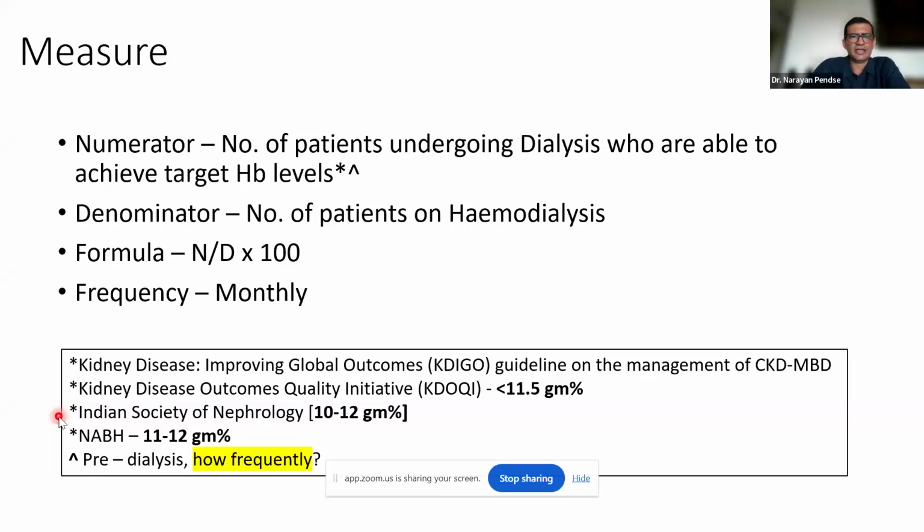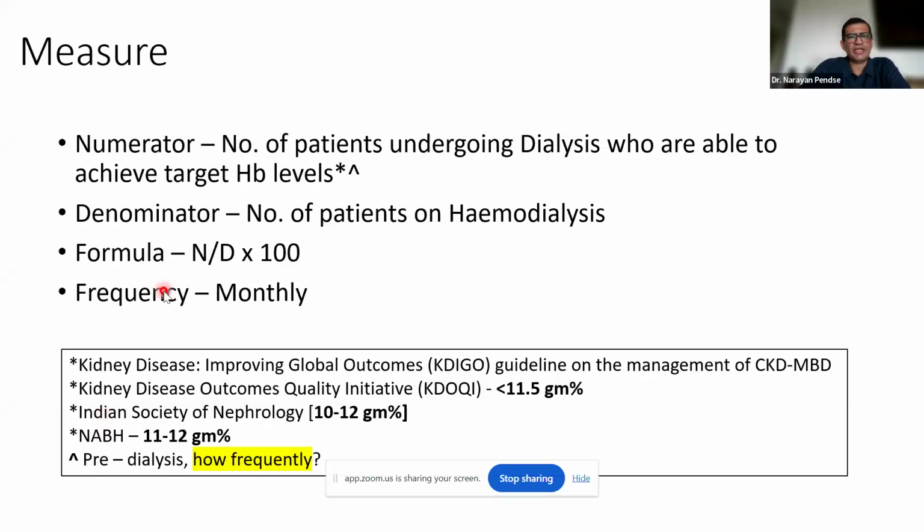Now, what is the target hemoglobin level? It varies from guideline to guideline. For example, the internationally accepted evidence-based guidelines, by KDIGO and KDOQI, is less than 11.5 gram percent. While for the Indian Society of Nephrology, it is 10 to 12 gram percent. NABH in its KPI has defined this as 11 to 12 gram percent. So you need to discuss with your nephrologist team as to what target hemoglobin level they are comfortable with and set it accordingly.